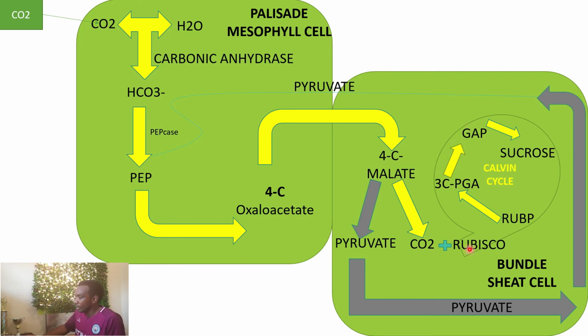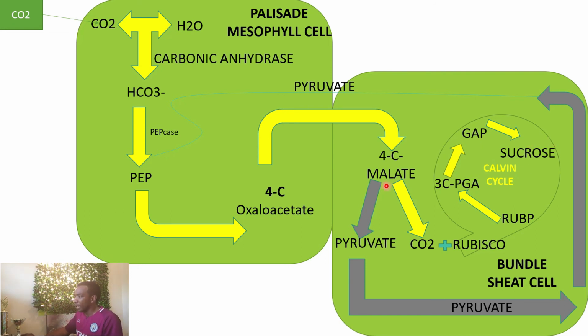CO2 binds to rubisco and forms RuBP, right, which is a 5-carbon sugar. Then that further converts to the PGA, which is the phosphoglycerate, and that of course breaks down to glyceraldehyde phosphate, and that further breaks down into sucrose, which is what the plant uses to sustain growth and development.